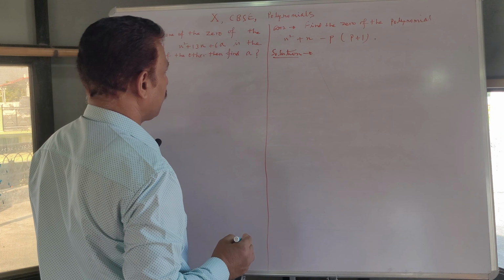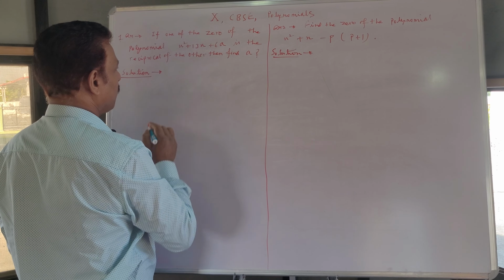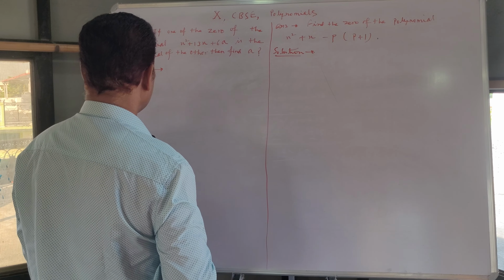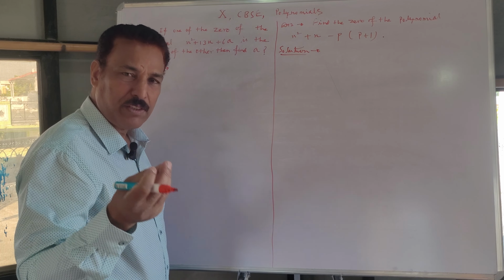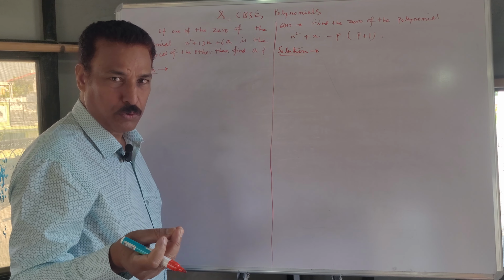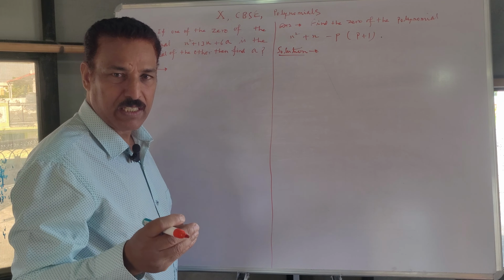10th standard CBSE polynomials. If one of the zeros of the polynomial x square plus 13x plus 6a is the reciprocal of the other, then find a. In this particular question, no need to find the sum of the zeros. Just take up the product of the zeros case, and you will find the answer. These two questions are important for unit one for the 10th standard of CBSE all over the world.